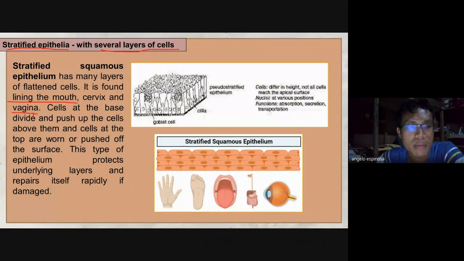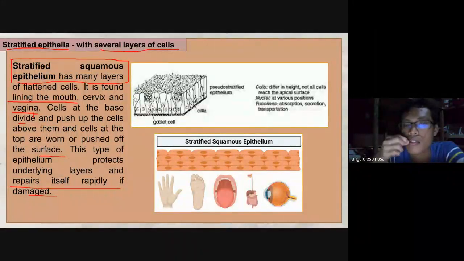Cells at the base divide and push up the cells above them, and cells at the top are worn or pushed off the surface. This type of epithelium protects underlying layers and repairs itself rapidly if damaged. It repairs if there is damage in the skin. On the lips we often get dry lips, and when wounded, stratified squamous epithelium repairs it right away.